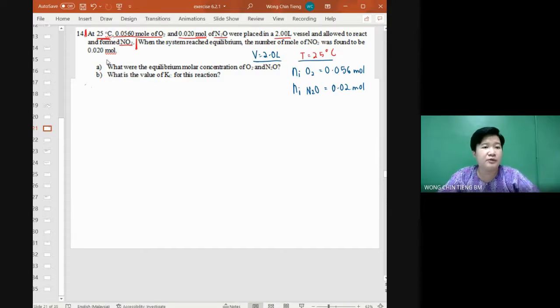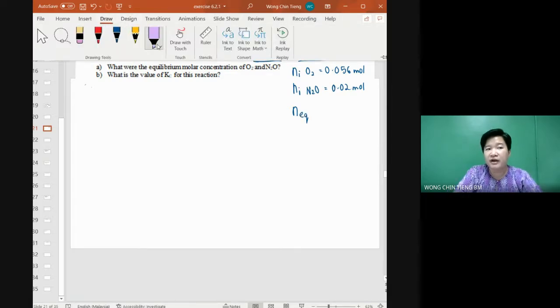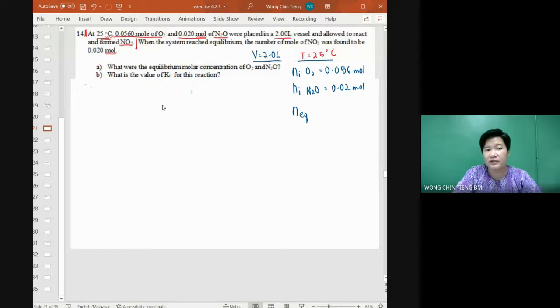Allowed to react and form NO2. When the system reached equilibrium, the number of mole of NO2 found was to be 0.02 mole. So kamu ada number of mole sekali lagi, tapi kali ni number of mole yang ada adalah number of mole equilibrium. If you read the question very, very carefully, you realize that that is your equilibrium. When the system reached equilibrium, the number of mole NO2 was found to be 0.02.